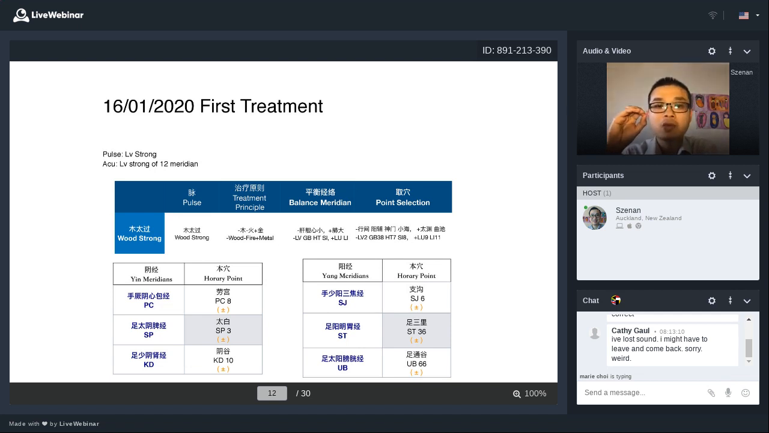Then we come up with the treatment principle: wood is strong, so we reduce wood, reduce fire, and tonify metal. Once we have this principle, then we will have the points. If excess, we needle the son. If we need to tonify, as it's weak, we needle the mother of the element. And the rest of it, we just do Hara-ri points. That's it.